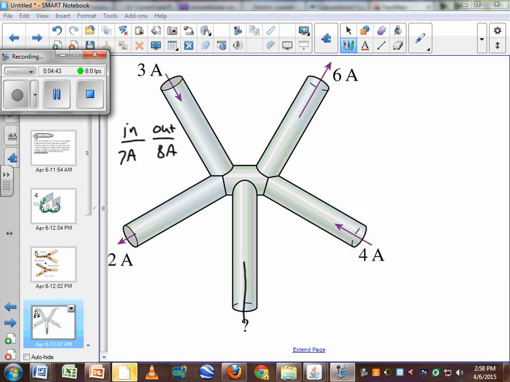So we need to have 1 more amp going in to make this 8 amps going in compared to 8 amps coming out. That's just that straightforward idea of conservation of current. You can also think of this as conservation of charge. The amount of charge coming in equals the amount of charge coming out.